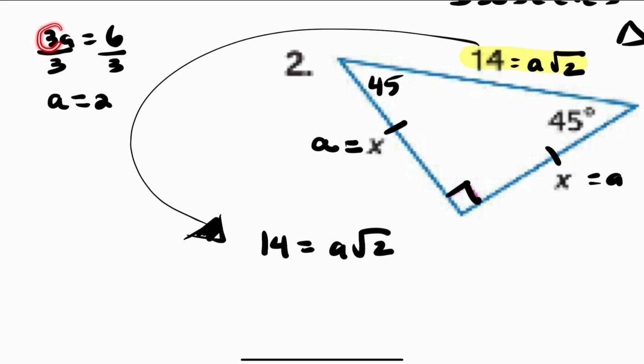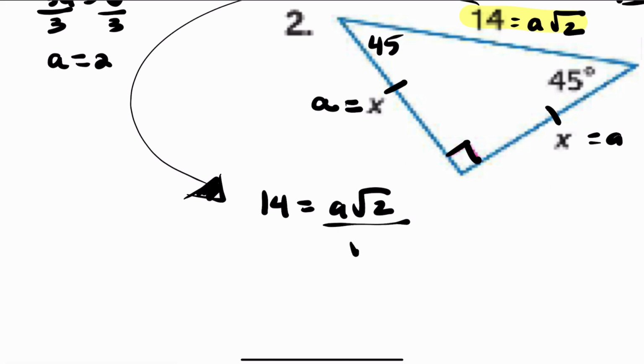I'm getting rid of this number. I'm getting rid of 3. And in order for me to do that, I've got to divide both sides by 3 to get A by itself. That's the same idea with this. 14 is equal to A root 2. A is multiplied by a number, so I need to divide both sides by root 2 in order for me to get the variable by itself on this one side here.